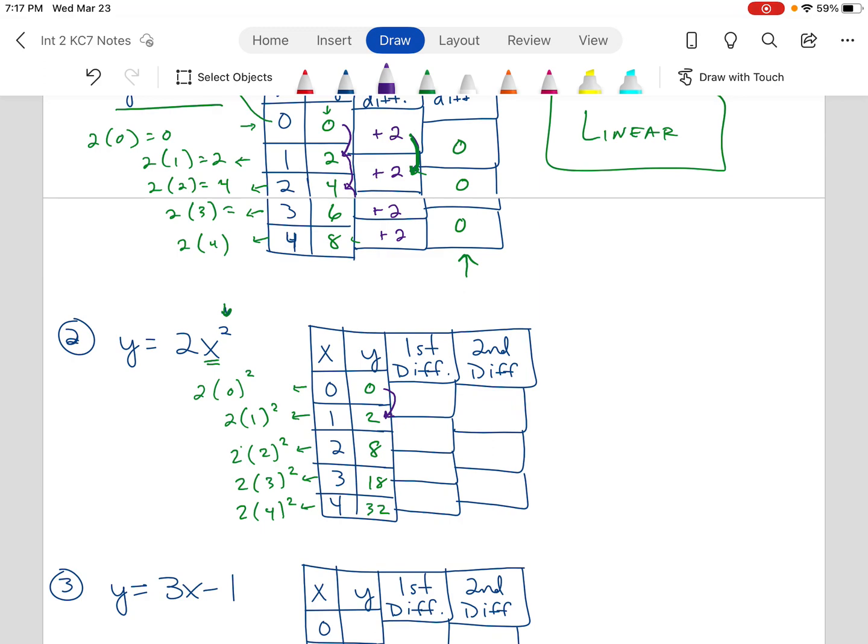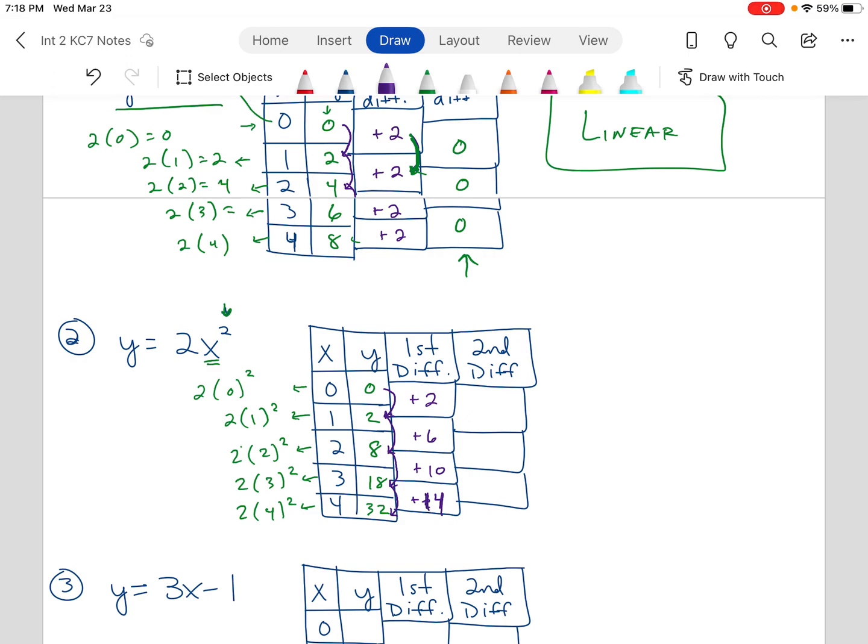What did you add or subtract? Now here, I added 2. 2 to 8, I added 6. 8 to 18, I added 10. And 18 to 32, what did I add? Sorry, I think I did something wrong here, 32. I added 14, excuse me.